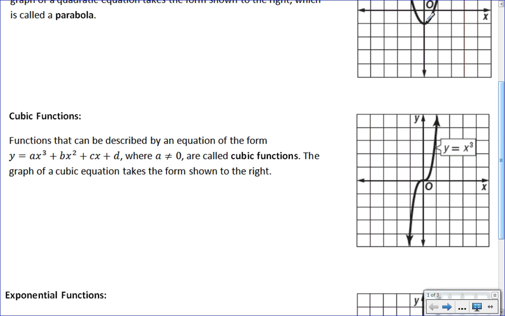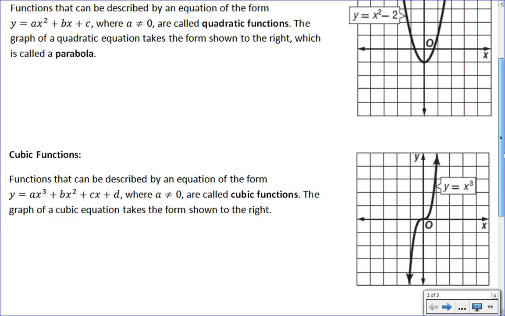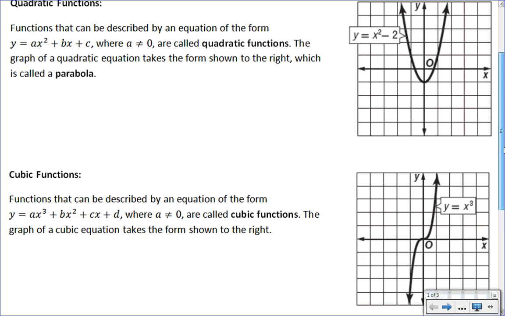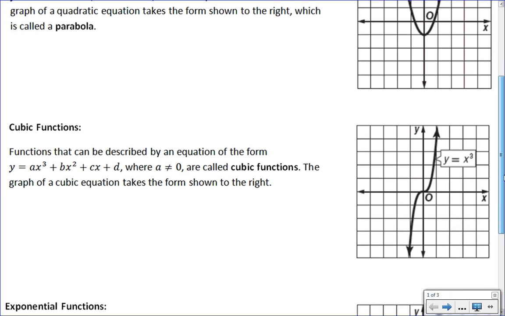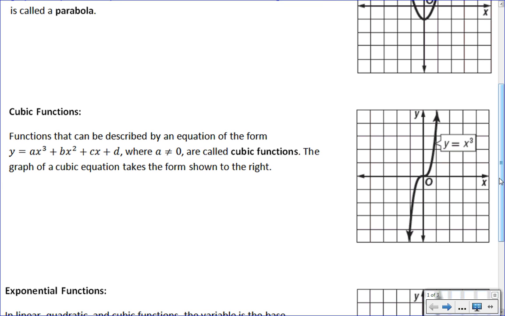So on both the quadratic and the cubic, and you'll see the same thing on the exponential, there are no straight lines involved anywhere. It's all curves. So when we graph these, we're going to have to make sure that we graph them with curved lines instead of straight lines.